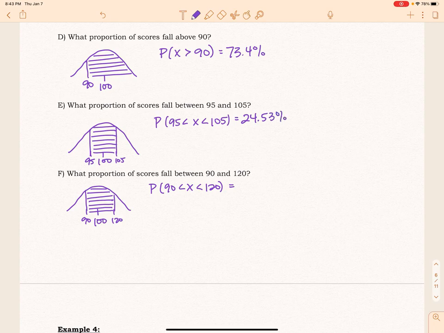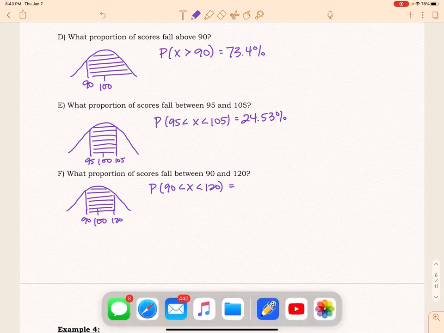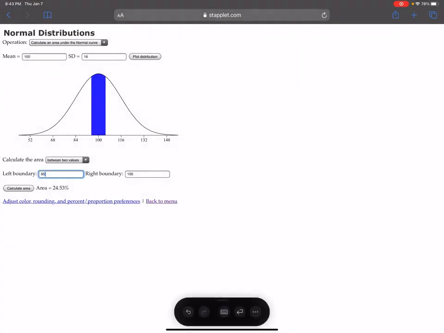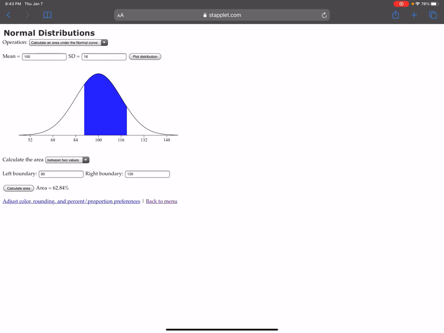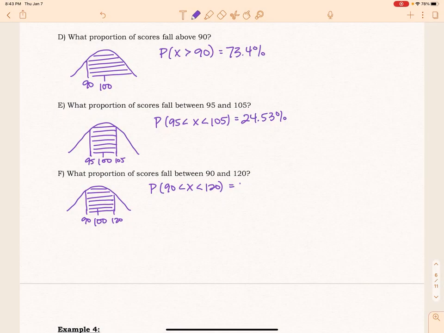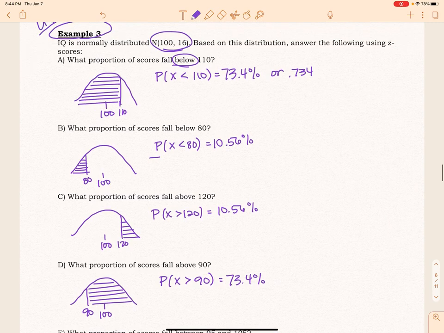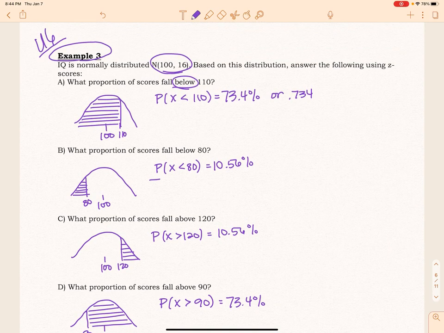And then I'm going to do another similar problem here. I want the proportion of scores that fall between 90 and 120. I calculate that area, 62.84%. Okay, that's about as easy as these problems are ever going to be. This is not the only way you can find the answers for these, and there's actually two more ways. You can use a calculator or the chart, and I'm going to show you how to use the chart in another video. Otherwise, this one will be too long.